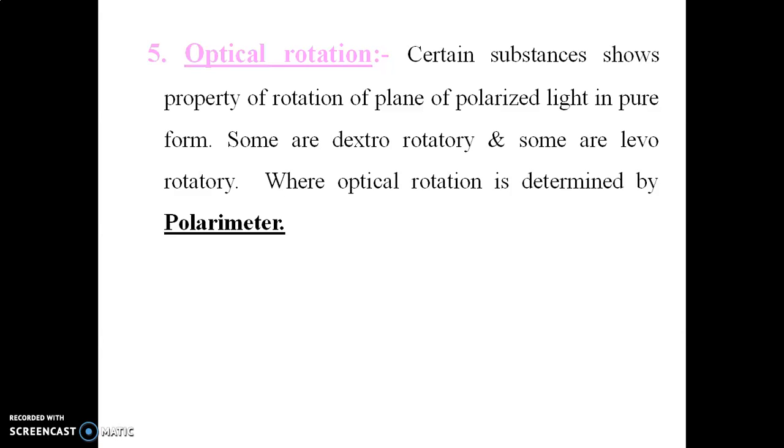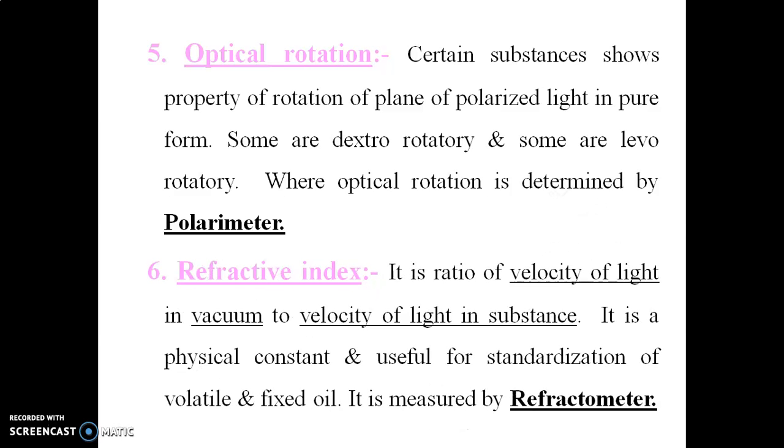The fifth is optical rotation. Certain substances show the property of rotation of a plane of polarized light in pure form. Some are dextrorotatory and some are levorotatory, where the optical rotation is determined by a polarimeter.